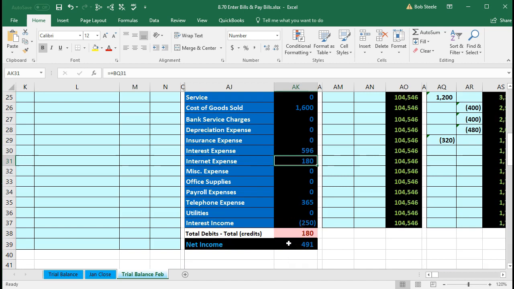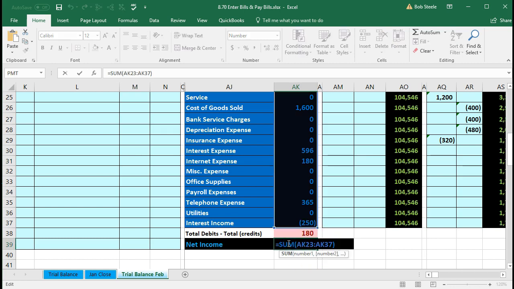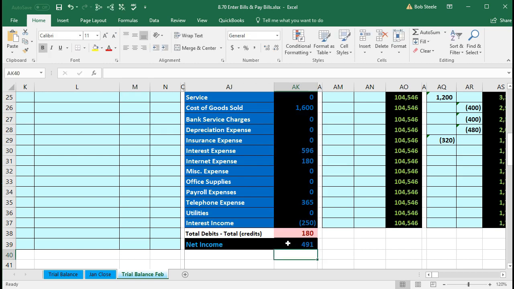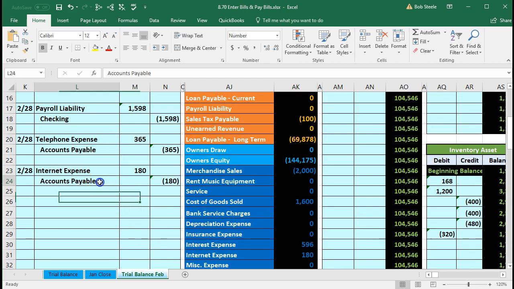Note that the expenses are bringing down net income, or in this case, putting us into a loss. This debit balance in net income means the expenses, debits, are greater than the credits, which are income, and therefore we have a loss at this time of 491. We're then going to record the other side.